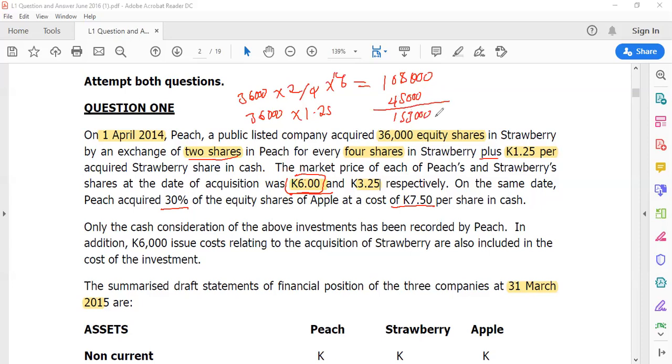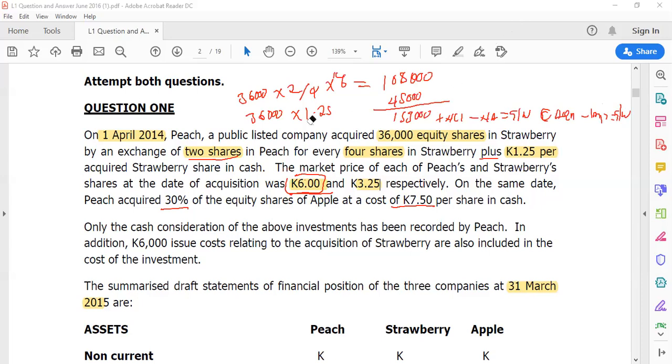So this figure here, the 153, is what you're coming to add the NCI. Then you remove the net assets, which will give you the goodwill at acquisition. And then you remove the impairment, which is going to give you the goodwill at report. That's how easy it is. But let's not get to that. I'm just showing you. We are going to do that one separately.